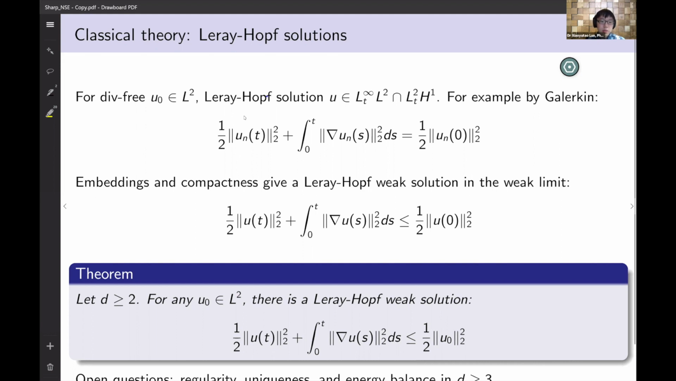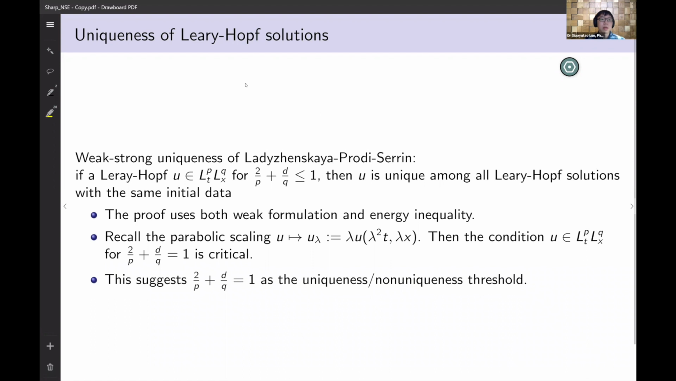And the question we are concerned with is about regularity, uniqueness and energy balance in dimension 3 and above, because in 2D, it is well known that Leray-Hopf solutions are unique and globally regular. Because uniqueness is not known in dimension 3 and above, we have some conditional results. By the Prodi-Serrin theorem, if in addition your solution is in such an L^p L^q space, where p is in time and q is in space, then this solution will be unique among all possible Leray-Hopf solutions starting from the same initial data.